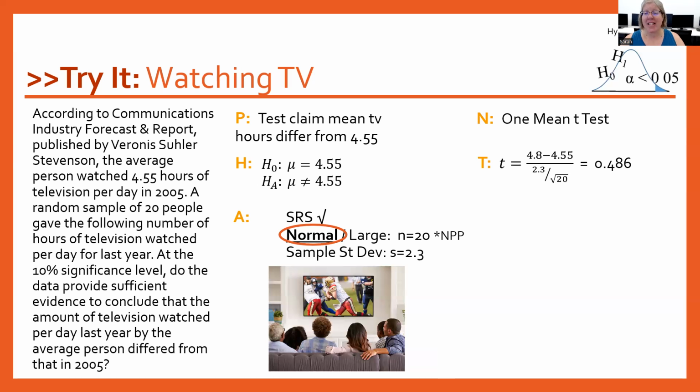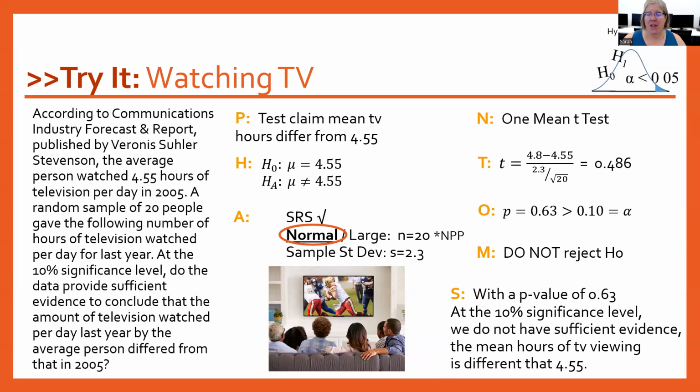Right? I calculated that test statistic, so my sample mean was 4.8, and then I subtracted my null hypothesis value, the 4.55, and that was divided by 2.3 over the square root of 20. So I did get a test statistic of 0.486, and that sounds awfully close to the mean, so I'm going to guess this p-value is a good size, and it is 0.63. So 63% is a lot bigger than 10%, so we do not reject the null hypothesis here.